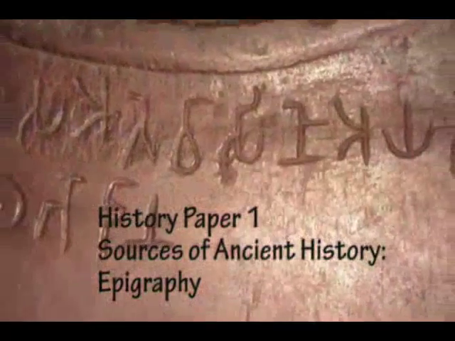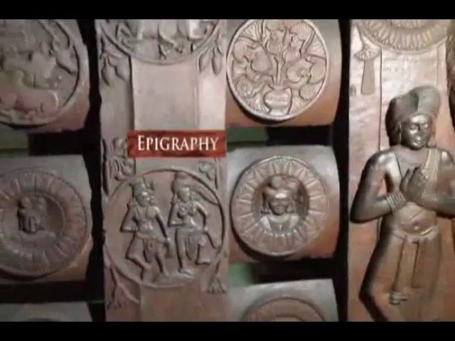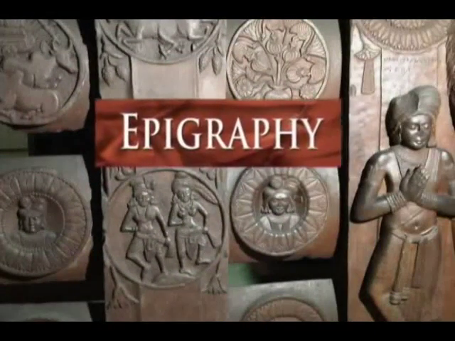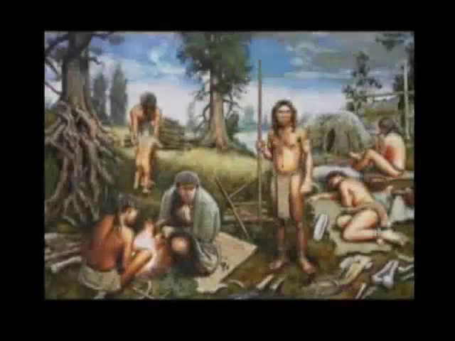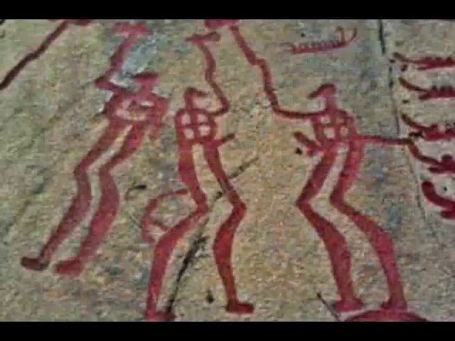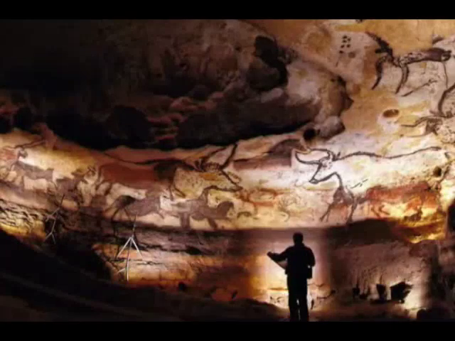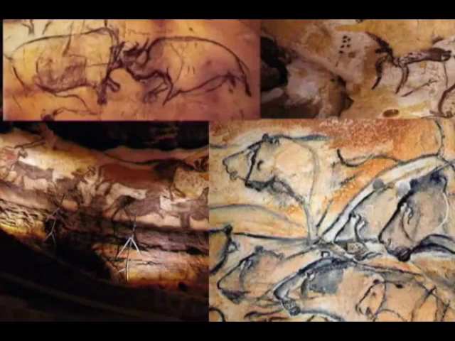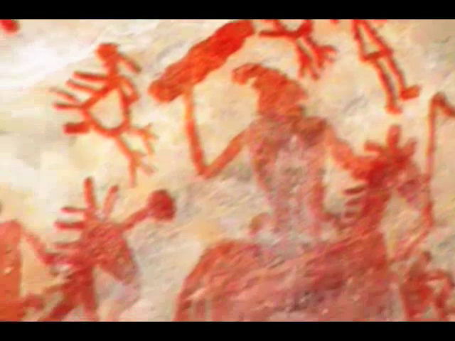This program is an episode in the first paper on history. It deals with epigraphy, one of the major sources of ancient history. Human beings, no matter where they lived, have left their marks in various ways on cave walls, rocks, and probably on other materials as well, but they have not survived the forces of nature.